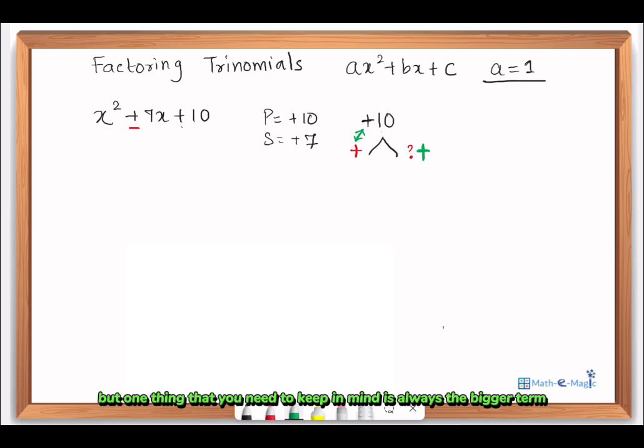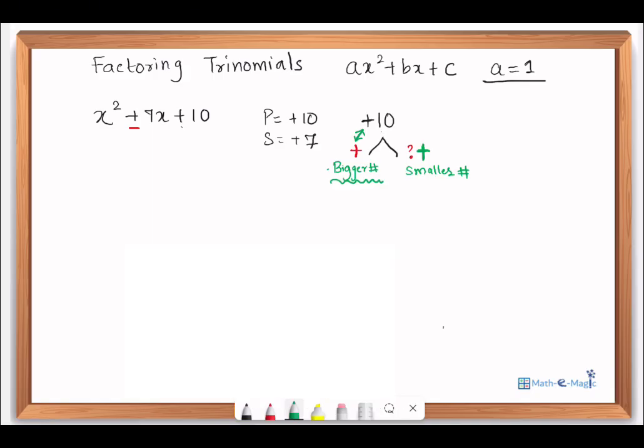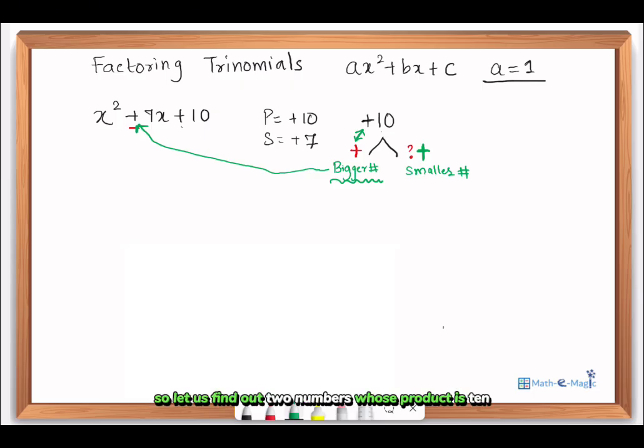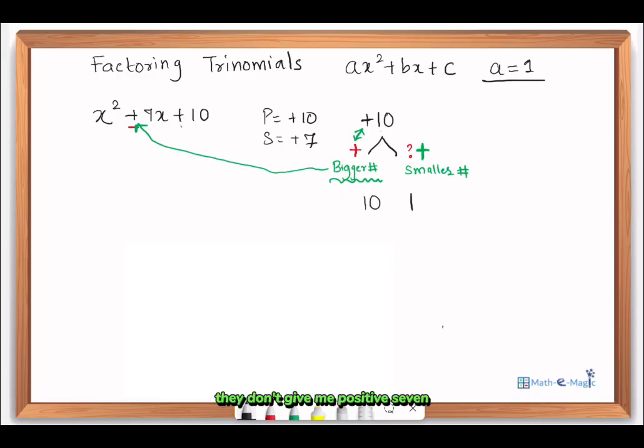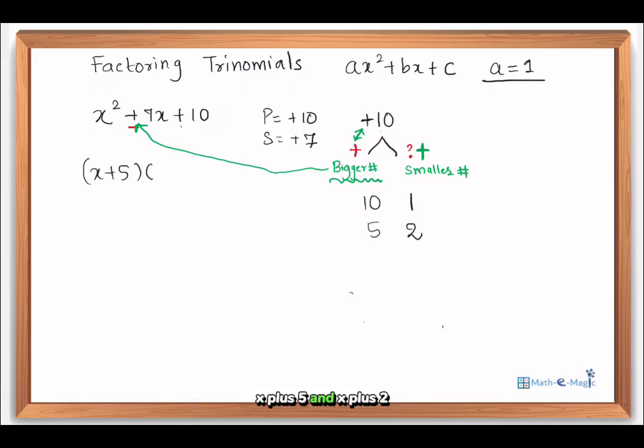But one thing that you need to keep in mind is always the bigger number will be written on this side and the smaller number will be here. Why we do that is because when we write the bigger number here, even if it is positive or negative, that will give us the sign of the middle term. Okay, that's the reason we do that. So let us find two numbers whose product is 10. We get 10 ones are 10, but 10 and 1 don't give me positive 7. So I go to the next two factors of 10, 5 twos are 10. So you will see that positive 5 and positive 2 give me positive 7. So I can directly write down the answer as x plus 5 and x plus 2.